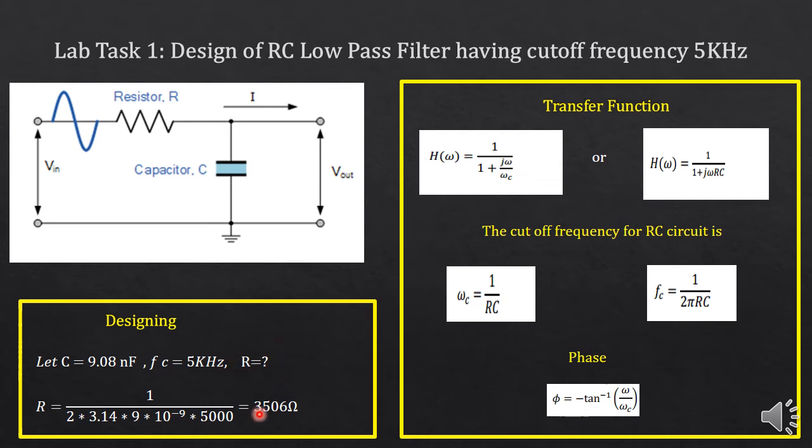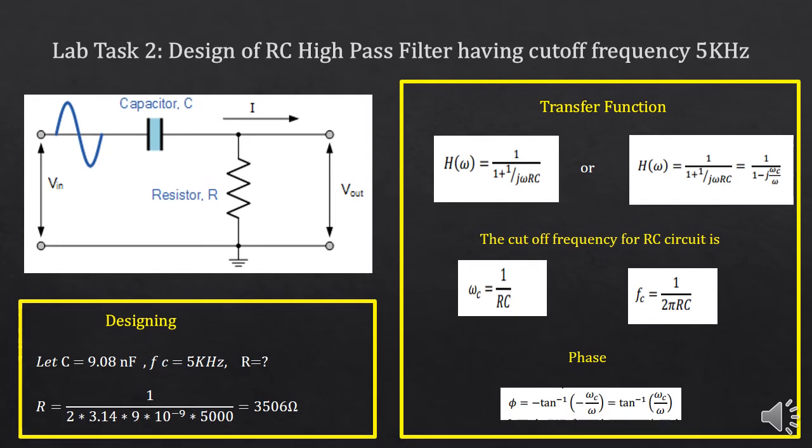So using this equation, find the value of R and use the value of resistor and capacitor here. So your circuit will be designed at a cutoff frequency of 5 kilohertz. This is how you design a low pass filter having a cutoff frequency of 5 kilohertz.